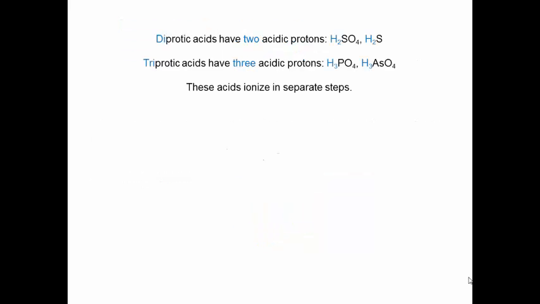So as you might imagine, diprotic acids have two acidic protons. Sulfuric acid and H2S are an example. Triprotic acids have three acidic protons. H3PO4, H3AsO4 are two examples. And these acids ionize in separate steps. So you can see here with phosphoric acid, or H3PO4, we have three acidic protons. So we're going to ionize in multiple steps.